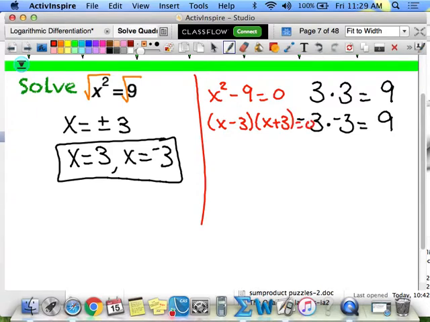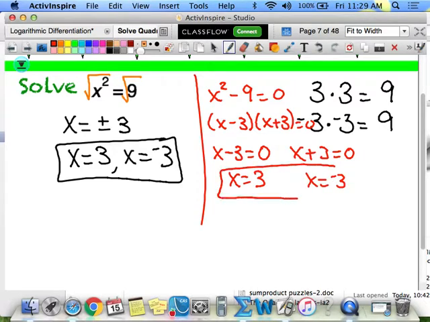If I've got two things multiplied together to give 0, doesn't at least one of them have to be 0? You can only get 0 by multiplying something by 0, right? It's either going to be 0 times something or something times 0. So you set each piece equal to 0, and you solve for x. So if I add 3 here, I'm going to get x equals 3. If I subtract 3 there, I'm going to get x equals negative 3, and it's the same thing.